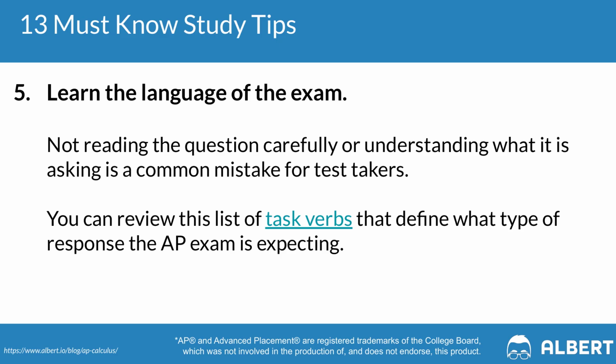Tip number 5 is to learn the language of the exam. The College Board likes to use certain verbs that they call task verbs, and it's really important that you understand what each of these task verbs are asking of you. For example, you might be asked to approximate something, and in that situation, you're not going to have to necessarily give a very precise answer. Instead, you'll have to round to different decimal values or to make certain estimates.